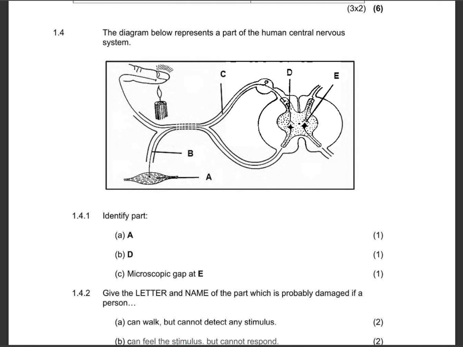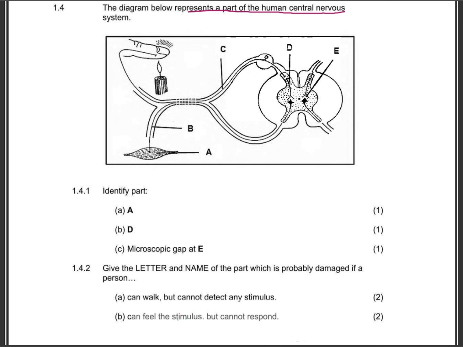In today's video guys, we'll be answering the spinal cord question from a previous life sciences paper 1 question paper. Okay, so let us not waste time guys. Let us look at this question. This is a very common diagram, so you do need to familiarize yourself with this type of diagram. So the diagram below represents a part of the human central nervous system. Identify part A and part D.